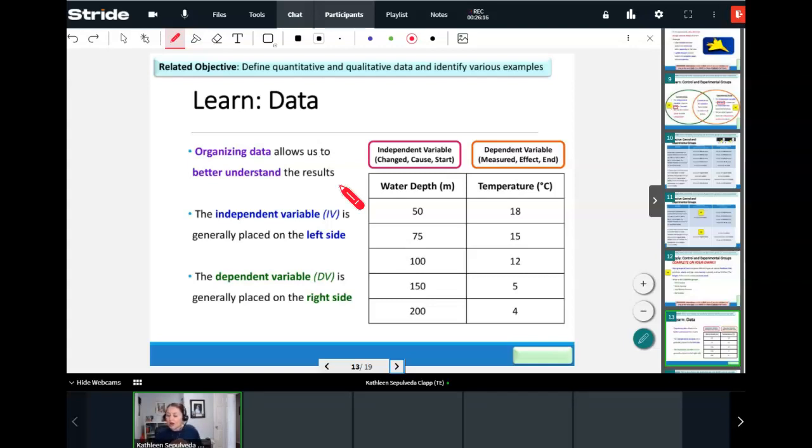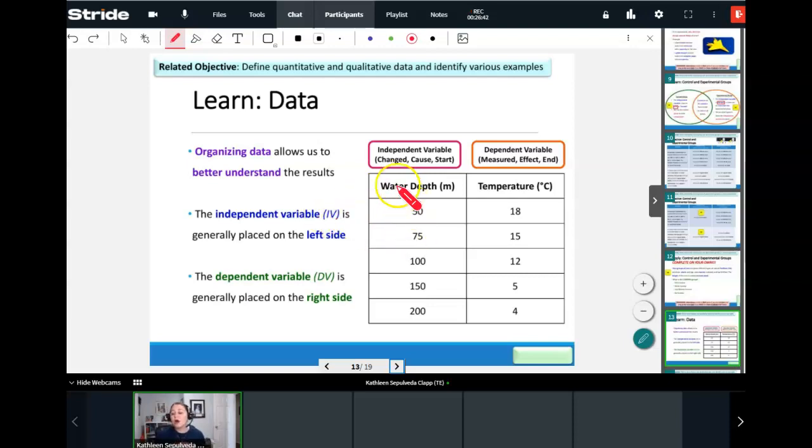Well, here's how scientists organize data. They organize data, allowing us to better understand the results. If we have just a bunch of numbers, I'm going to be asking myself, well, what are these numbers all about? And so we usually put it into a column chart. A lot of scientists use this. And so what we can decipher from that is our independent variable and our dependent variable.